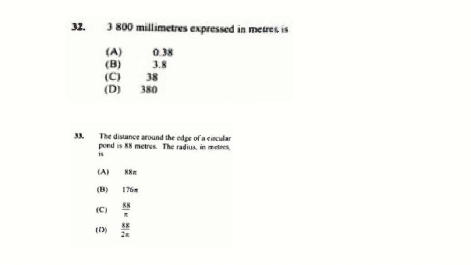Right? 33. Expressed in meters, you know this is divided by 1,000. So it's 3.8. The distance along the edge of a circular pond is 88 meters, the radius is... So this is a little bit different. We're looking at the length, so that is 2 pi r equals 88. We want to make radius the subject. Radius is equal to 88 over 2 pi. So the answer would be D.